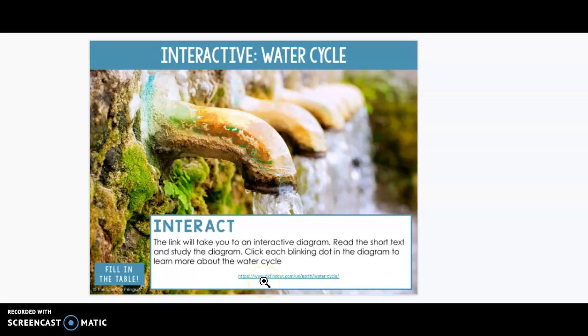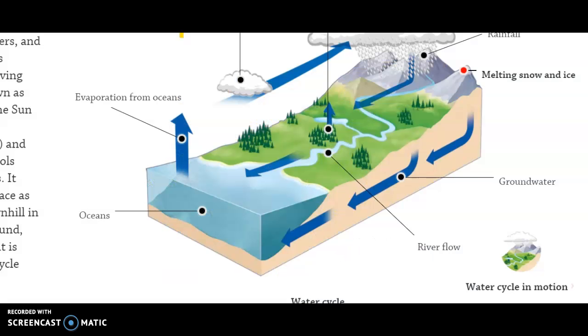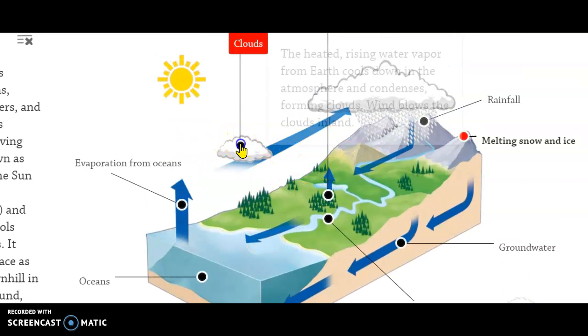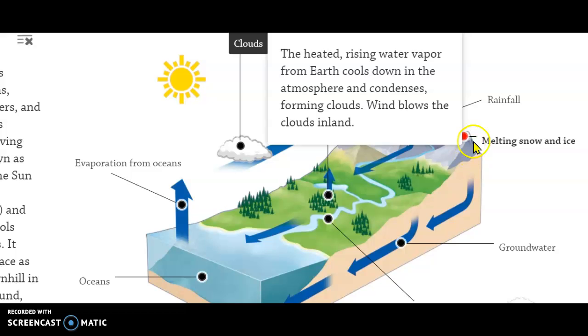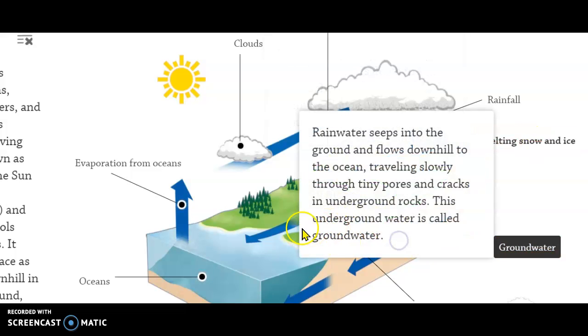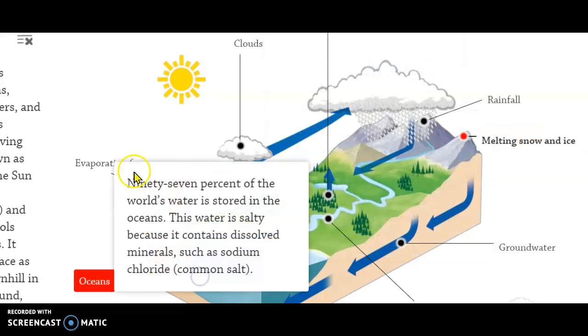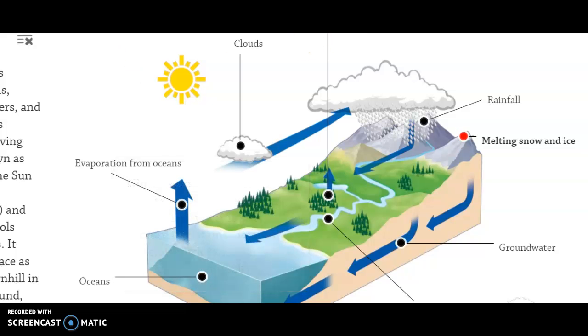website and you're going to watch an interactive diagram. And there's going to be a little bit of text that you have to do on there as well. And it looks like this. And if you click on these different little icons, it tells you things. So you want to click on every little dot on here and read everything on here to figure out what all of this water cycle stuff is.